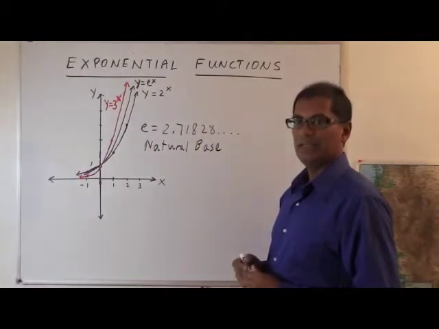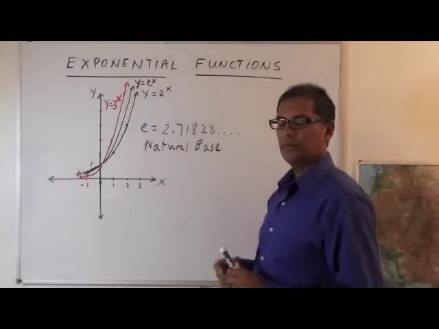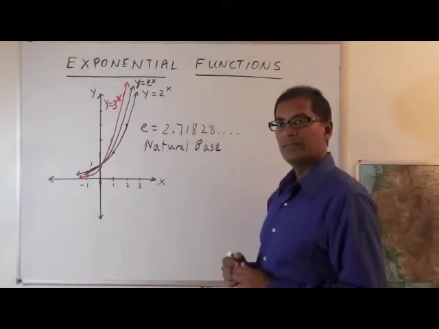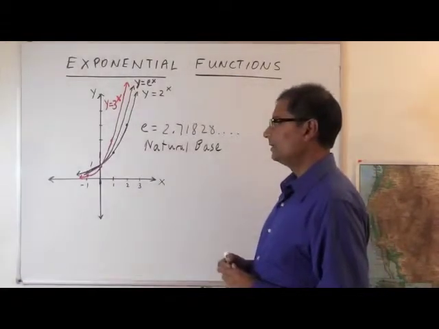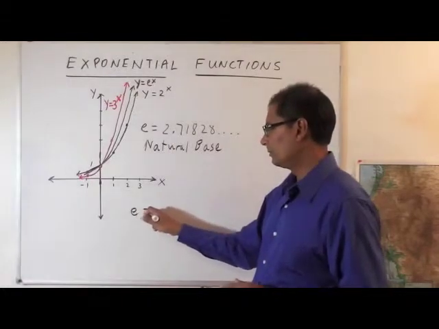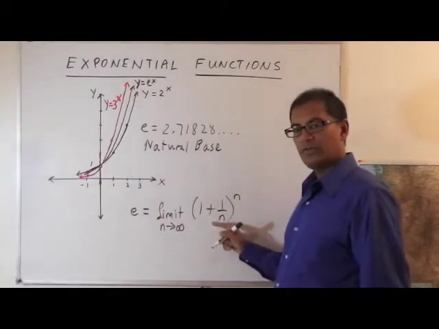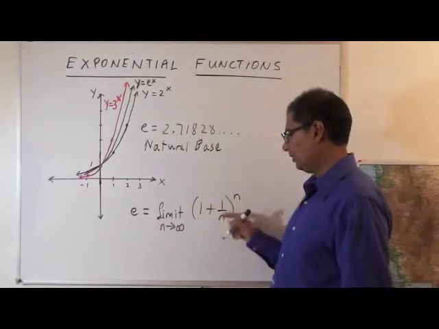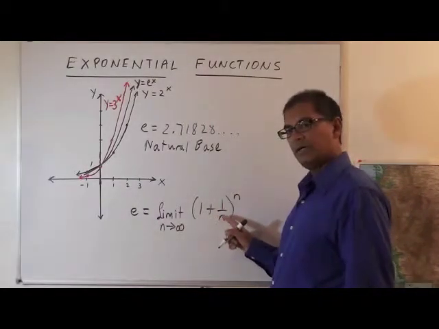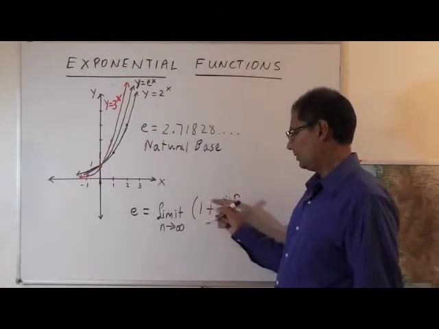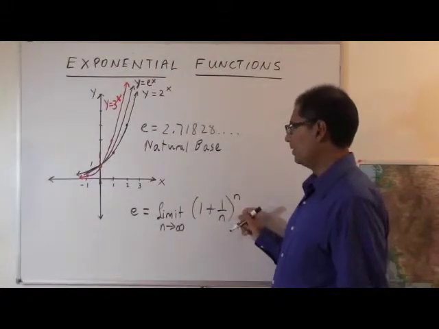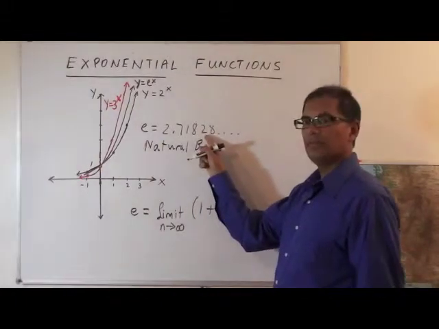Now, what is e? e actually came about as a result of calculus. And it was discovered e was equal to the limit as n goes to infinity of this expression, 1 plus 1 over n, to the n. So in other words, as you put in bigger and bigger values of n into this calculation, you're going to end up with this number here.